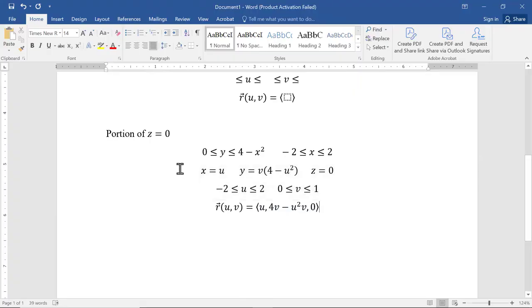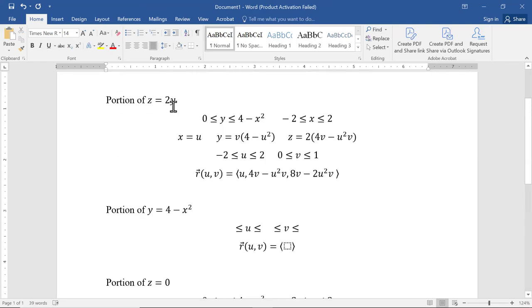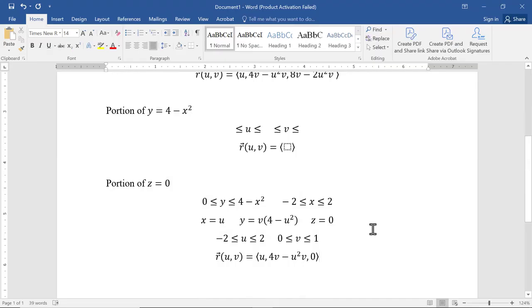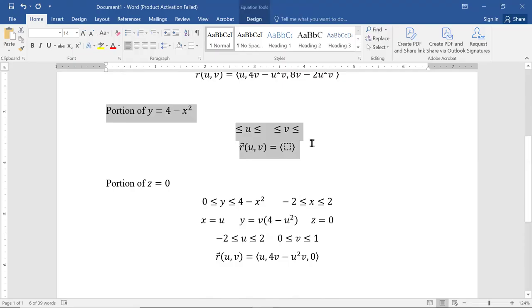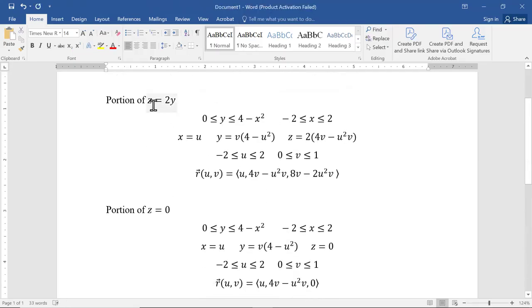Again, we have in both of these portions, z equals 2y, z equals 0. We have the exact same thing for x and y components, and it's just z equals a different surface. So the only thing that needs to change in those two is which surface that I'm using. Am I using the surface z equals 2y or z equals 0?